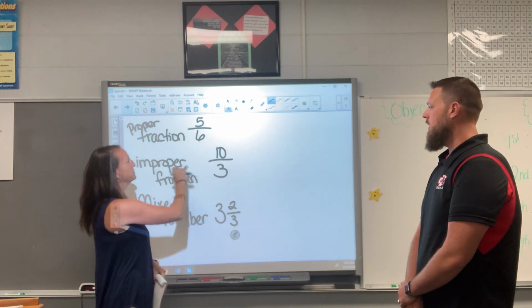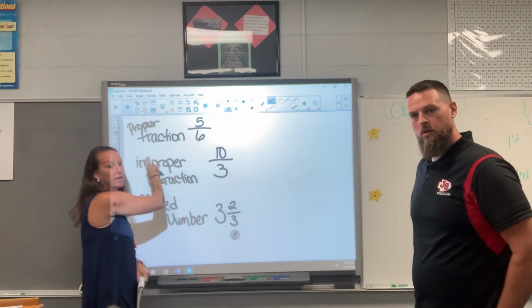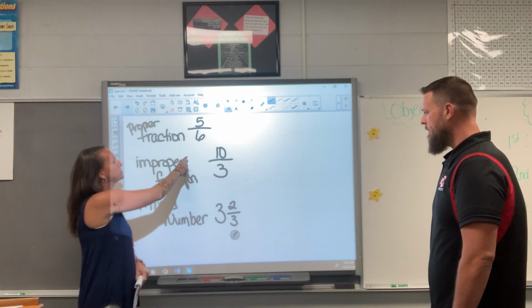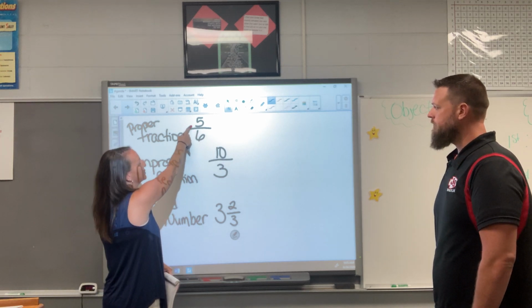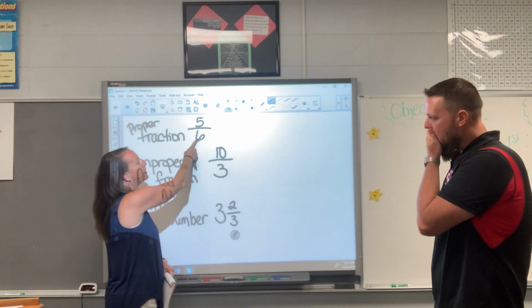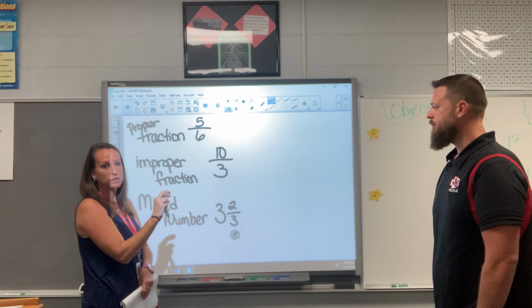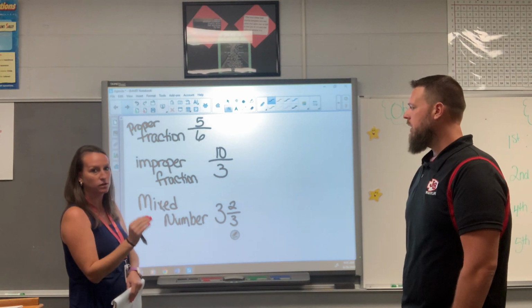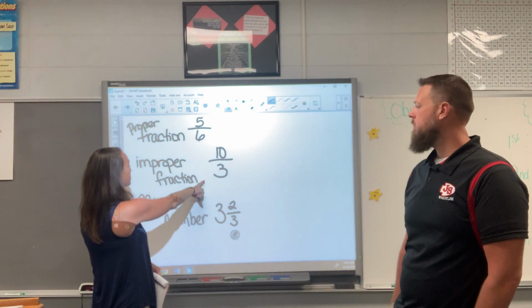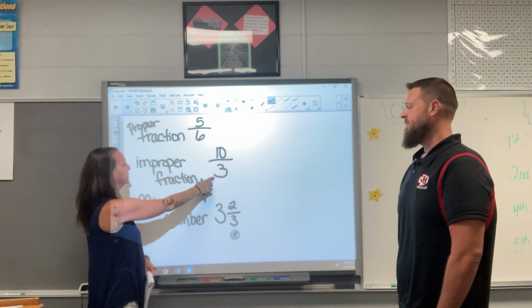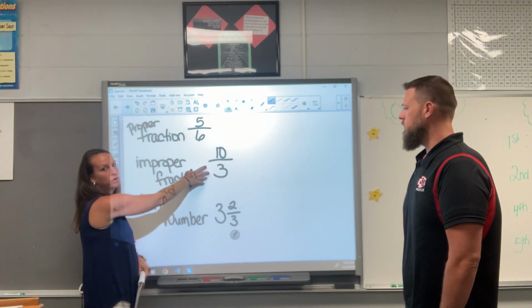Mr. Winstead covered some of this, but we want to make sure you know that vocabulary. Proper fraction, improper fraction, and mixed number. So proper fractions, again, your numerator is smaller than your denominator, which means that it is less than one whole. Okay, so proper fractions are less than one whole. Improper fractions, that top number is bigger than the bottom. Okay? So that will be greater than one whole.